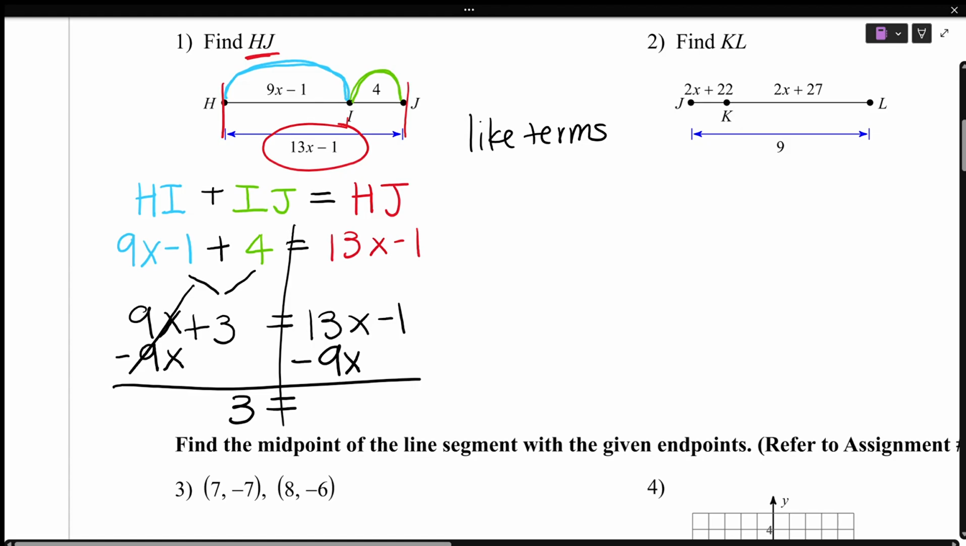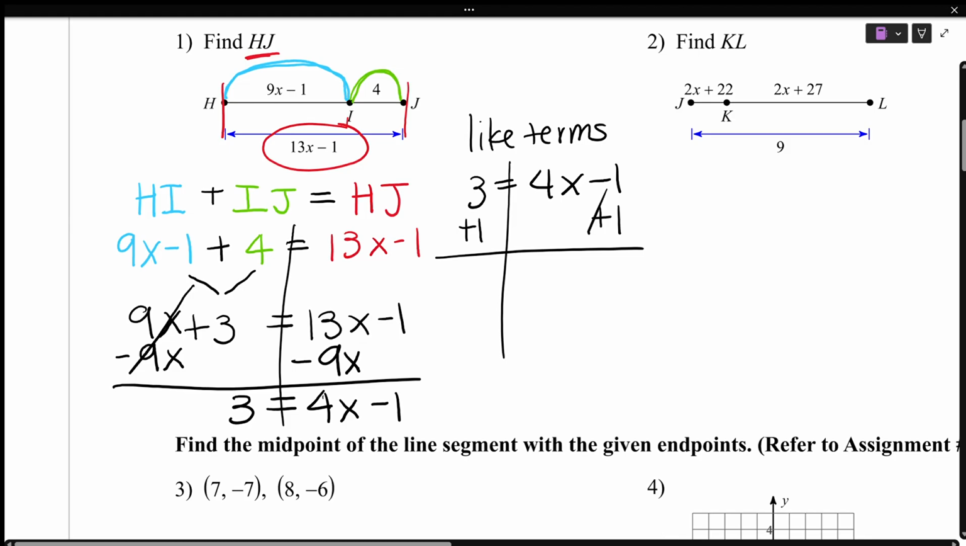13 minus 9 is 4. So we have 4x minus 1. Sorry, let me rewrite this up here. Now we have all the x on the right side of the equation. Now we just want to get rid of all of these other numbers. Let's get rid of this minus 1 first. We're working backwards, so the opposite of minus 1 is plus 1. Again, do that on both sides. It cancels out on the right, so you get 4x equals 4.